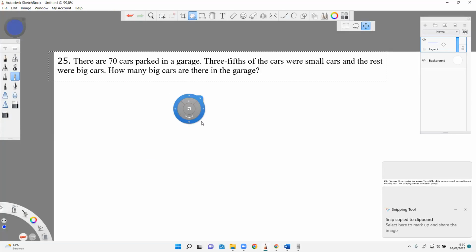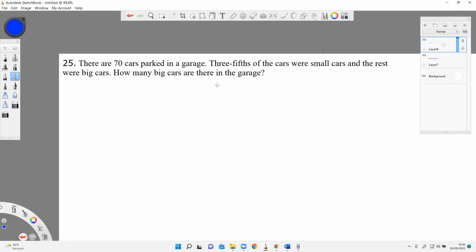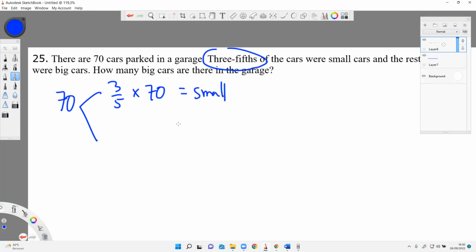There are 70 cars parked in a garage. 3/5 of the cars were small cars, and the rest were big cars. So out of 70 cars, 3/5. What is 3/5? Remember? 3 over 5 of the cars were small, and the rest. Okay, later. Just find the small cars first.